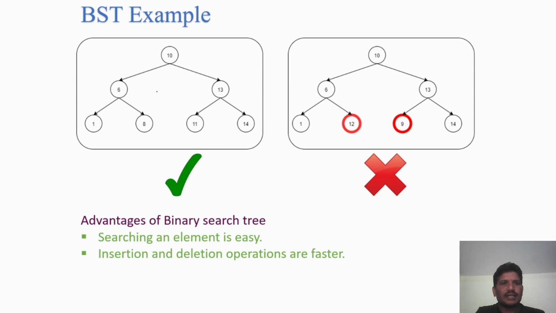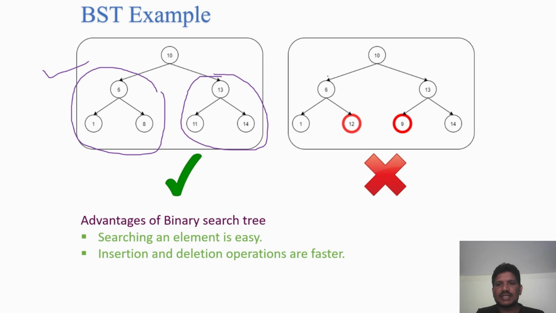Here in the first example, all elements in the left subtree are less than the root, then all elements in the right subtree are greater than the root. Okay, it is a valid one. Then when it comes to the second diagram, the 12 is not placed in the proper position. The 12 is actually greater than the 10, because all elements in the left subtree should be less than the 10. But here the 12 has been placed in the left subtree. It is not in the correct position. Then the 9 is less than the 10, but it has been placed in the right subtree. It should be placed in the left subtree because 9 is less than the 10. Okay, it is not a valid binary search tree.